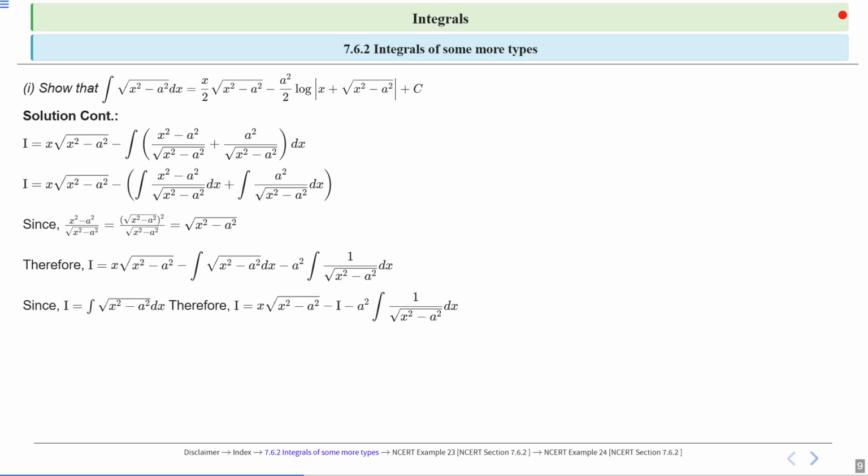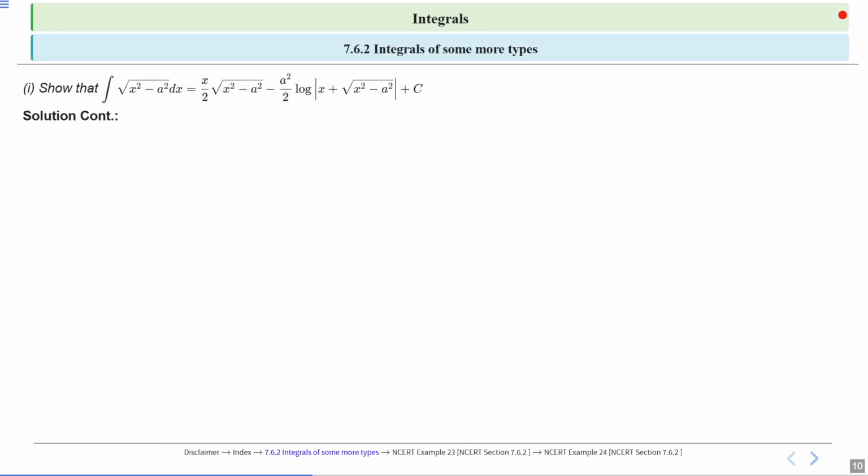So just substitute in place of the second term, that is I. So we get 2I is equal to x into root under x square minus a square minus a square integration 1 by root under x square minus a square dx. And that is a standard case, and the integration of 1 by root under x square minus a square dx is log mod x plus root under x square minus a square.